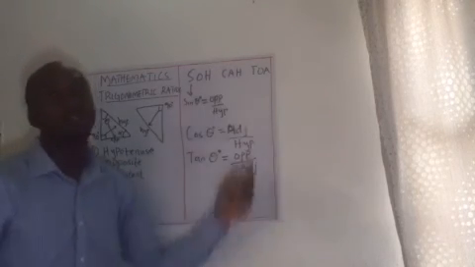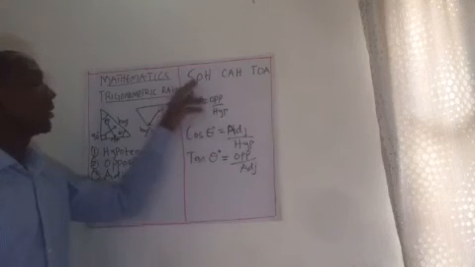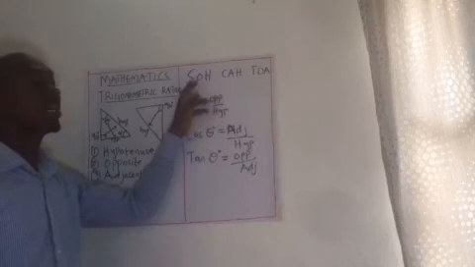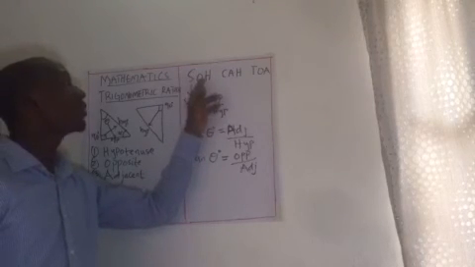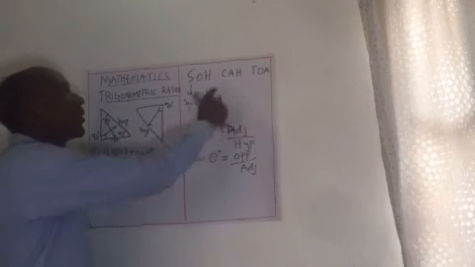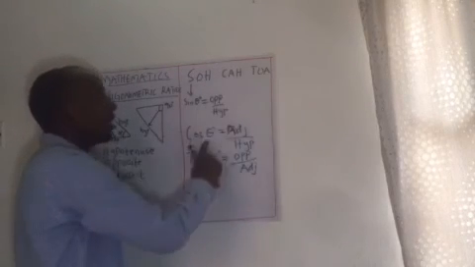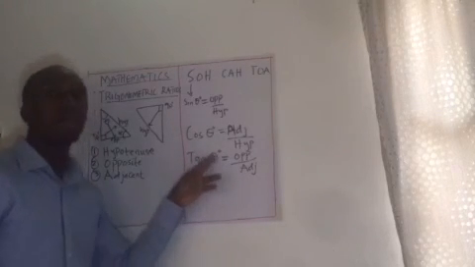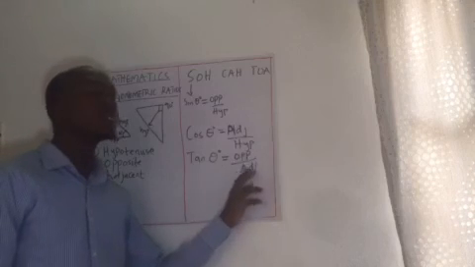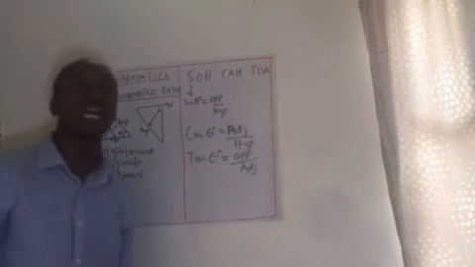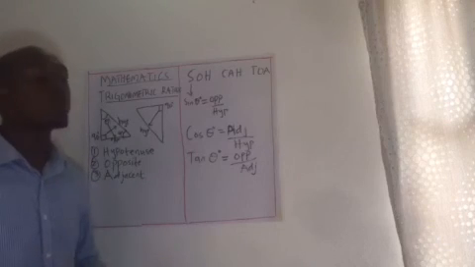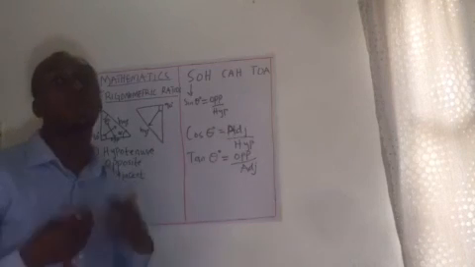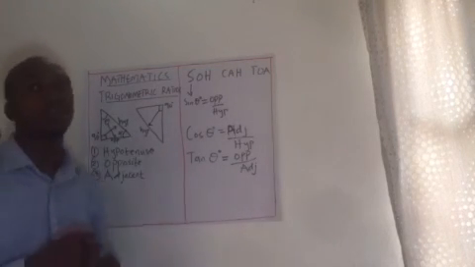We then went further to talk about the SOHCAHTOA, where we talked about the three basic trig ratios: sine of the angle under consideration is equal to the opposite side over the hypotenuse, cos of the angle under consideration is equal to the adjacent side over the hypotenuse, and tan of the angle under consideration equals the opposite over the adjacent. So don't forget SOHCAHTOA. In our next lesson, we are going to see how we can begin to solve questions using the SOHCAHTOA and how to apply it in solving triangles.